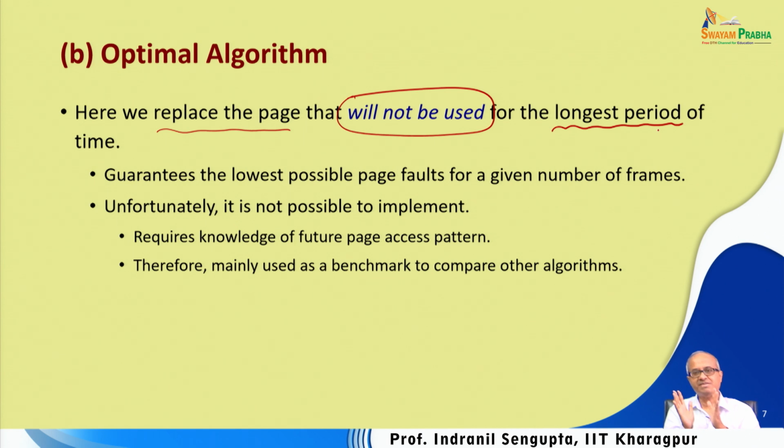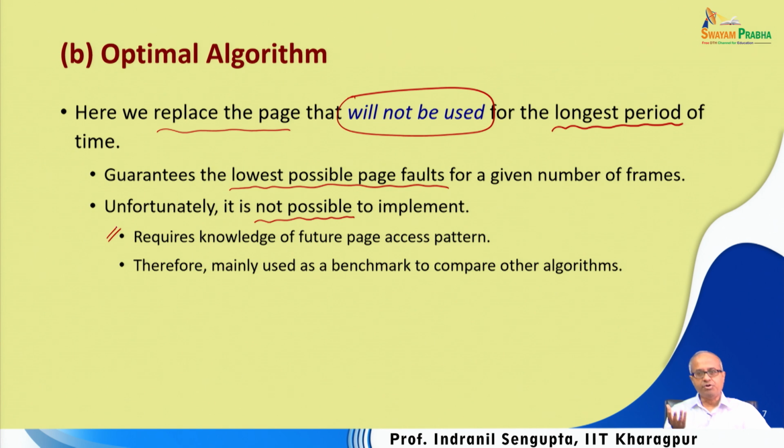Okay. This is the basic idea, and this method, if you can implement it, will guarantee the lowest possible page faults for a certain number of frames. It can be proved also, we are not going into the proof, but as I said, because we need to look into the future, it is not possible to implement this algorithm per se. It requires knowledge of the future page access pattern, you need to know about that.